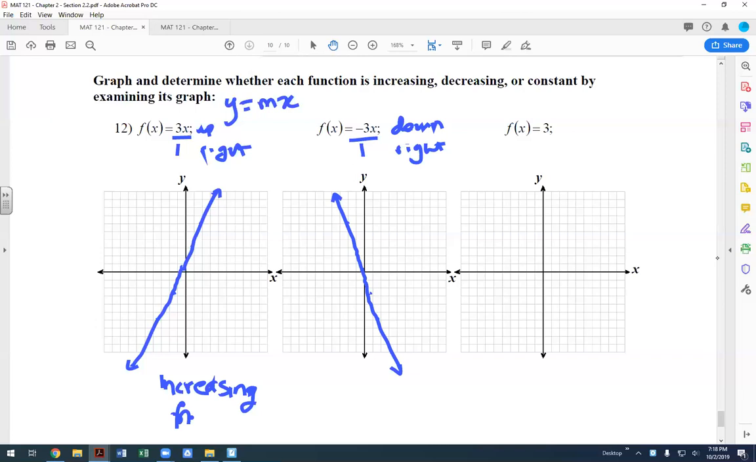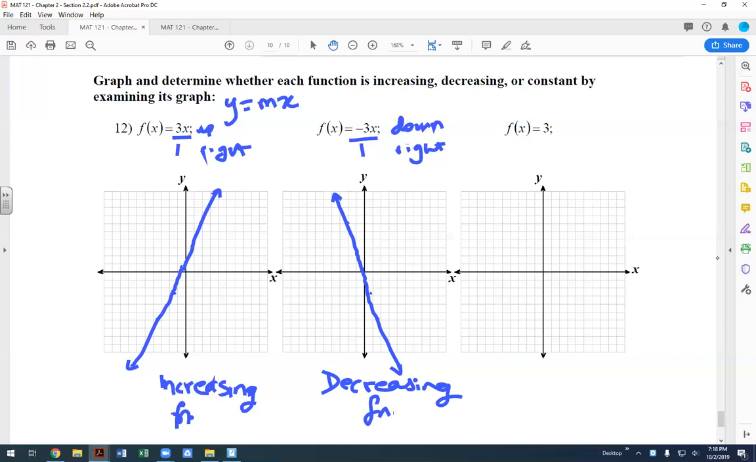So again, as I travel along the line, I'm going from left to right, but you can see your y values now start getting smaller. So this happens when we have a decreasing function.